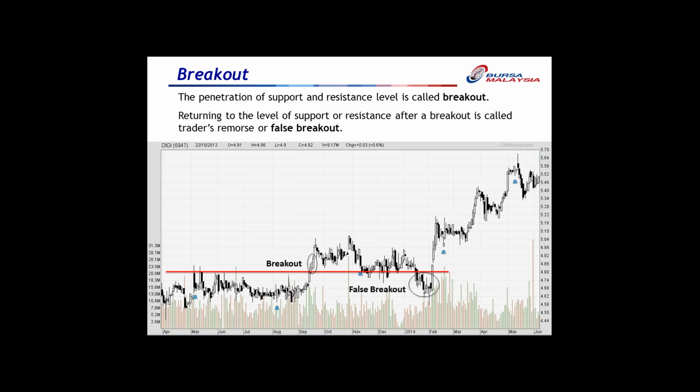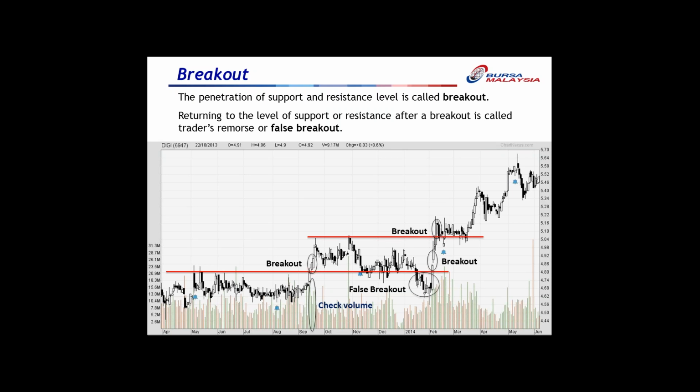Right, maybe they misinterpreted the data, so the regret is called a false breakout. And then you see it break out again. And at the second breakout, there's another resistance level, and then it goes back up.